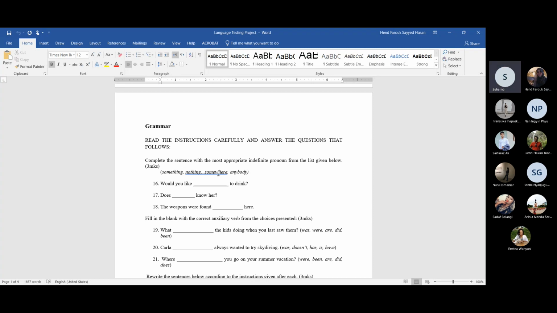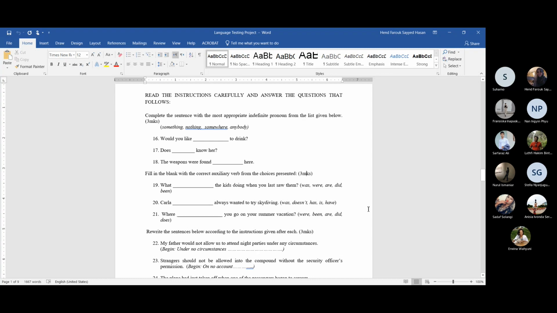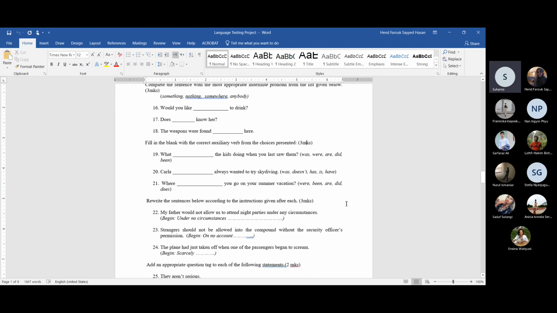Three marks. Don't abbreviate it, so write 3 marks. Fill in the blank with the correct word. Okay, so the rest you could send.